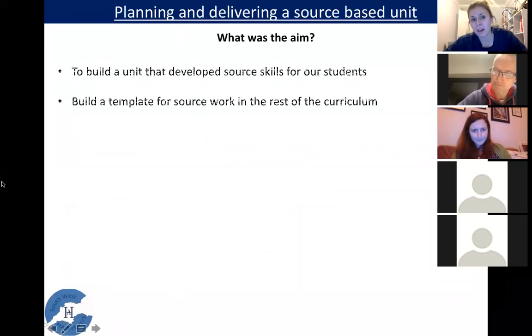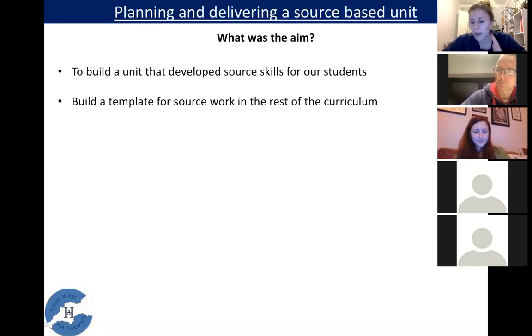So what was the aim? We wanted to build a unit that developed the source skills of our students, but also build a template for source work for the rest of the curriculum. We were getting to year 11 and year 10 and students were still really struggling with how to understand sources. So we felt like we needed to go back to Key Stage 3 and really have a unit that was based around source work. It happened to be that at the same time we were reworking a different unit anyway. So I took that away in the summer and turned it into what became our source-based unit. It wasn't the original idea. But we've kind of done, hopefully, what I think is quite a nice thing. I don't teach year 8 this year, so we will find out what everyone else thought afterwards.